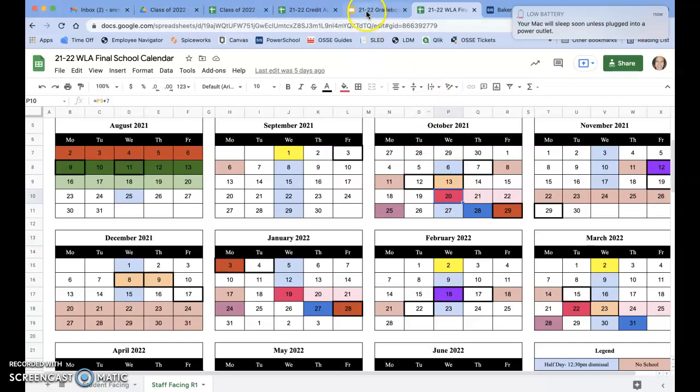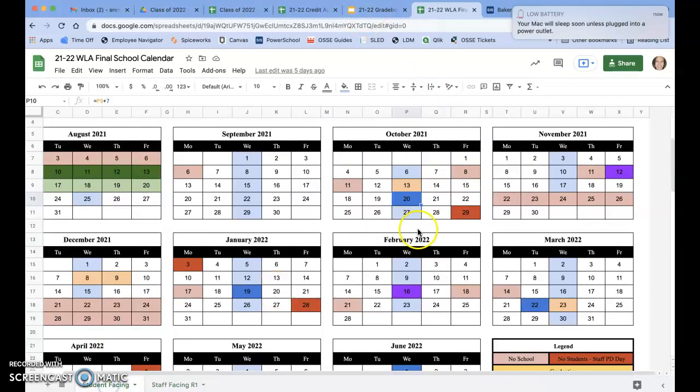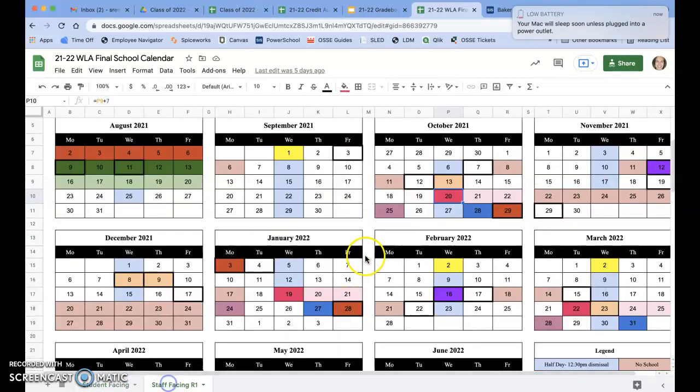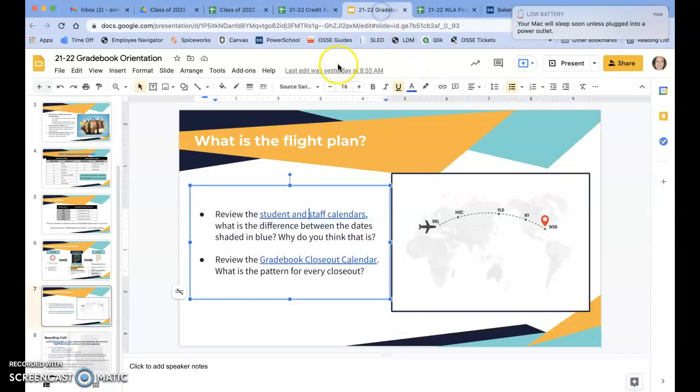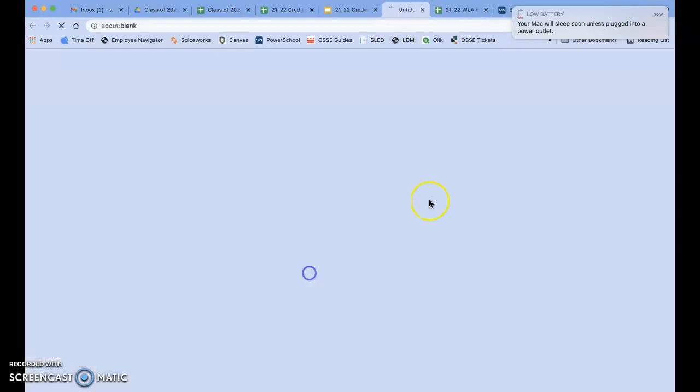All right, so that's the major difference. We're making sure that students see the gradebook closeout date as the end of the quarter, whereas we all know on the back end there's a little wiggle room. Not a ton of wiggle room, just a teeny bit. Okay, so this is our gradebook closeout calendar.